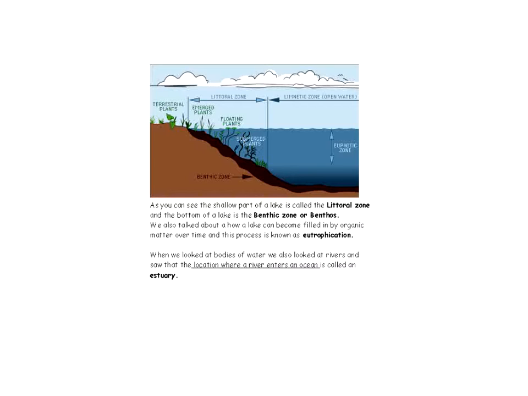When we looked at bodies of water, we also looked at rivers, and we saw that the location where a river enters an ocean is called an estuary. Let's see a picture of that on the next page. So here's an estuary, a place where a river enters an ocean.